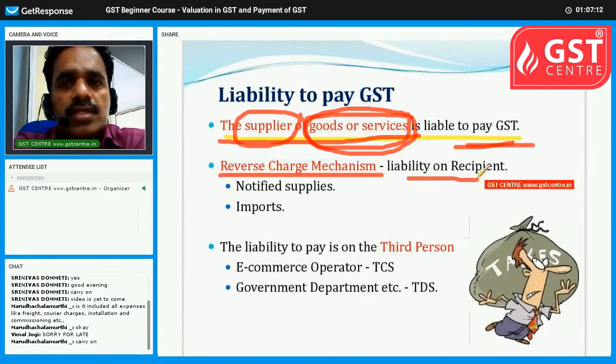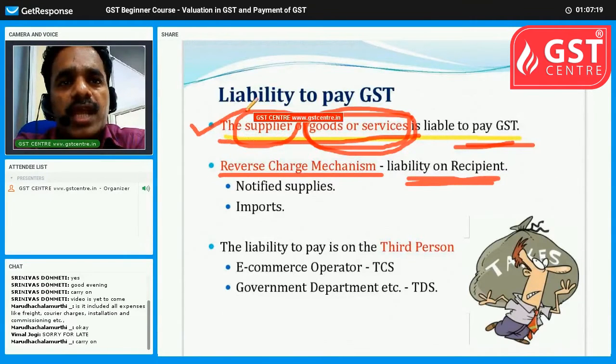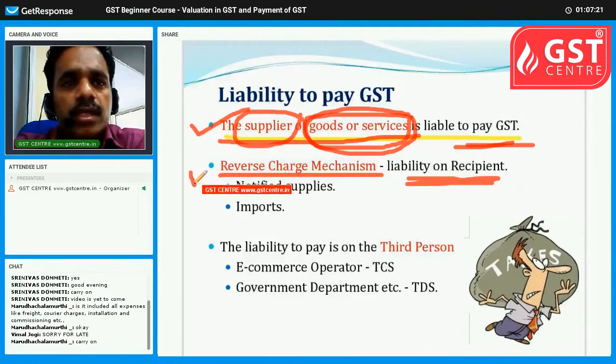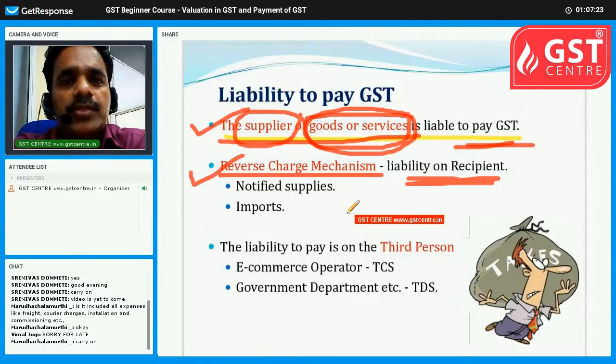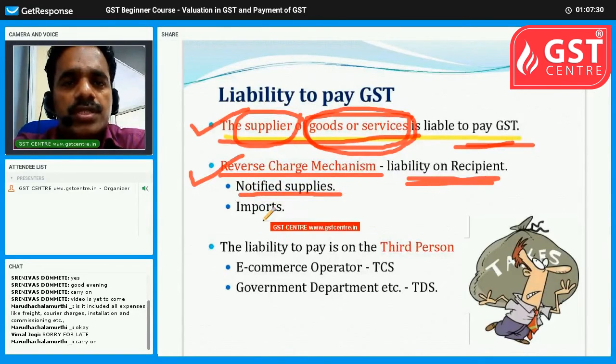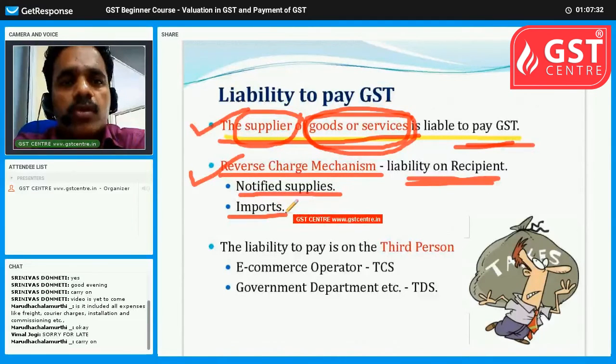Reverse charge mechanism means the liability to pay is on the recipient. In the normal case, the supplier is liable to pay. But here, the buyer, the recipient is liable to pay. In which situations is it coming? In the case of notified supplies as per the GST Act, or in the case of imports.